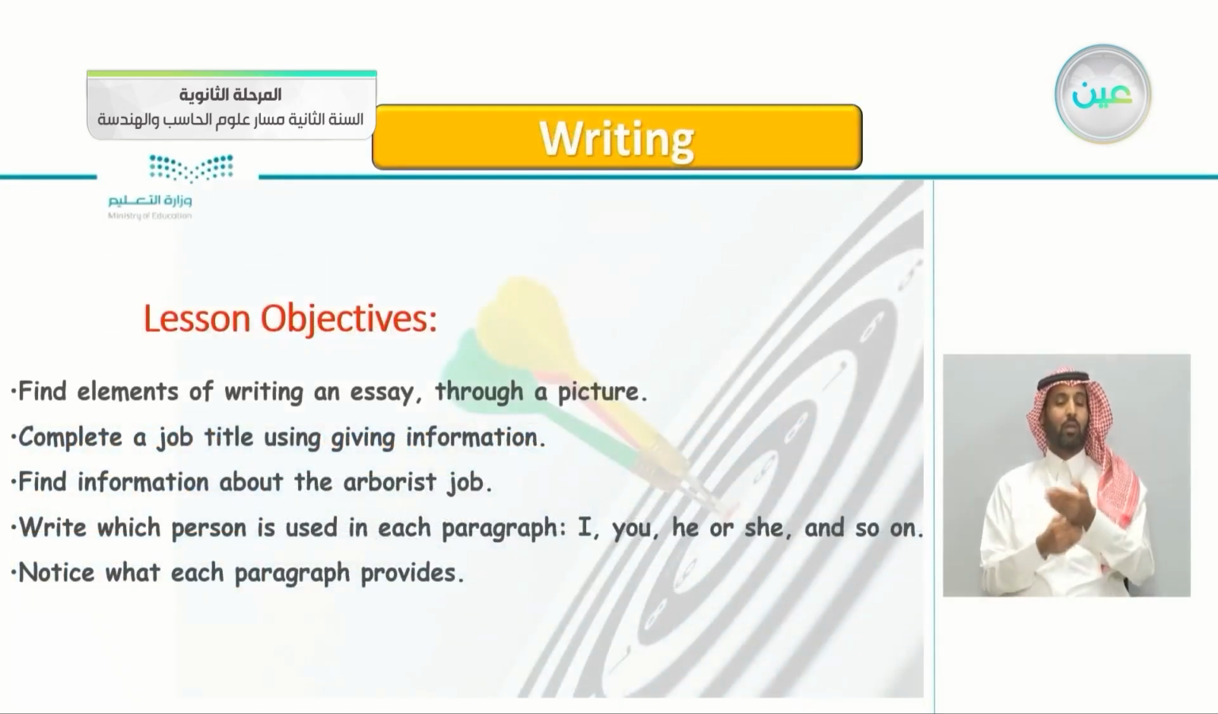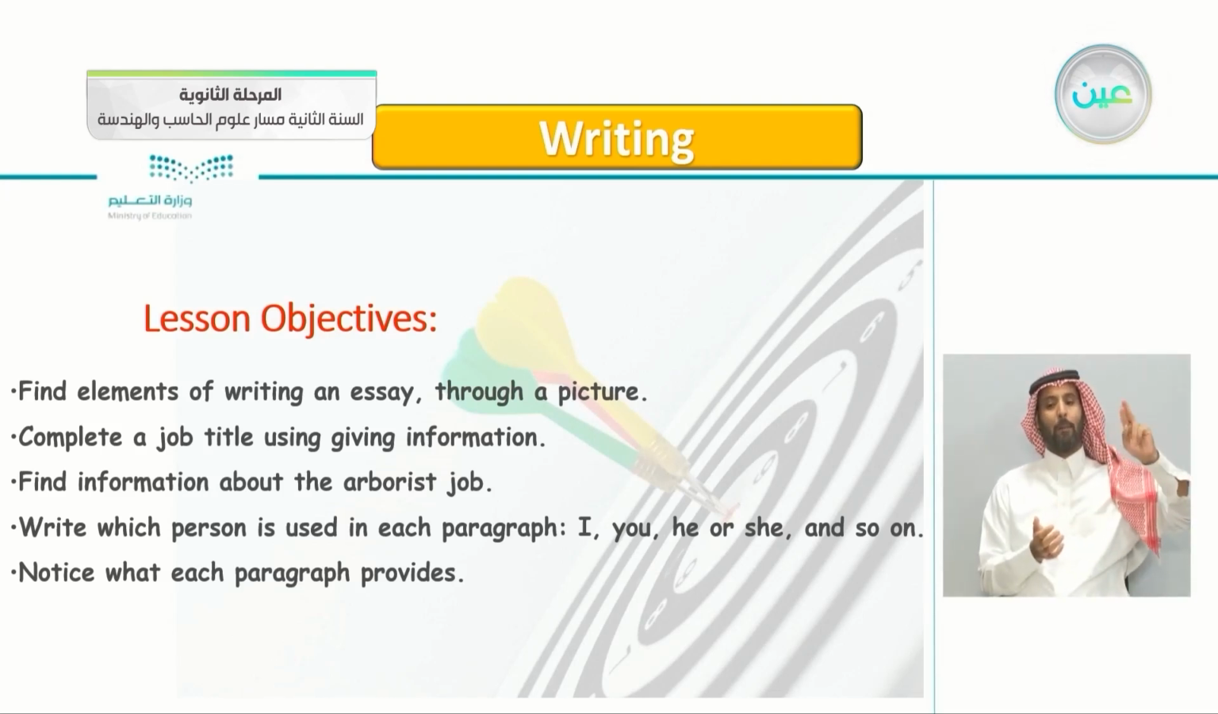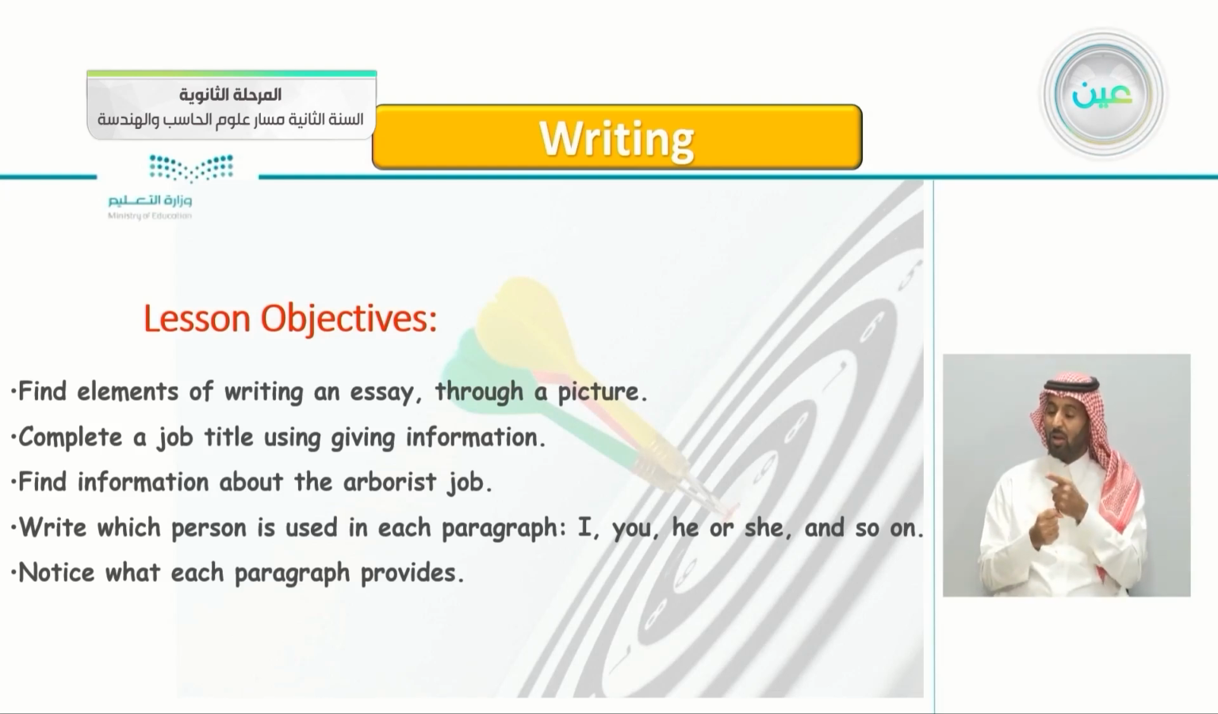So these are today's objectives, the writing objectives. Find elements of writing an essay through a picture. Complete a job title using given information. Find information about the arborist job. Write which person is used in each paragraph, I, you, he or she, and so on. Notice what each paragraph provides.